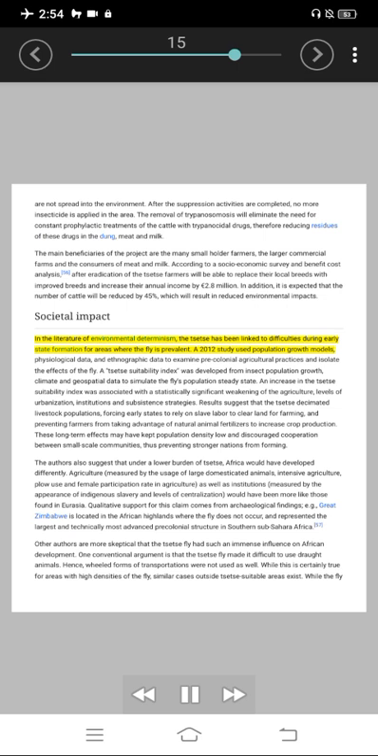Societal impact. In the literature of environmental determinism, the tsetse has been linked to difficulties during early state formation for areas where the fly is prevalent. A 2012 study used population growth models, physiological data, and ethnographic data to examine pre-colonial agricultural practices and isolate the effects of the fly. A tsetse suitability index was developed from insect population growth, climate and geospatial data to simulate the fly's population steady state. An increase in the tsetse suitability index was associated with a statistically significant weakening of the agriculture, levels of urbanization, institutions and subsistence strategies.